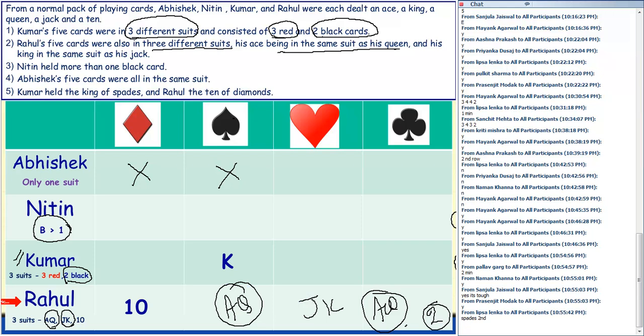So Nitin has got a minimum of 2 black cards, Kumar 2 and Rahul also minimum 2. So the total number of black cards is 6. But we know the total of black cards is 10, 5 from spade and 5 from club. So can all of Abhishek's cards be black? For example, can all 5 of Abhishek's cards be spade? If all of Abhishek's cards were spade, the number of black cards would become 6 plus 5, 11. It means Abhishek's cards cannot be spade. All the cards of Abhishek are definitely heart. Is it clear to all of you? Please tell me yes or no.